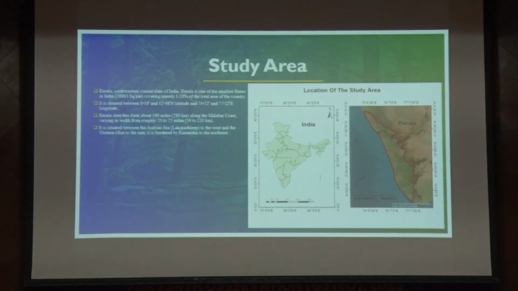So these are the literature review of flood, drought and landslide. This is the study area. Kerala is the southwestern coastal state of India and it is one of the smallest states in India. Kerala stretches about 360 miles along the Malabar coast. It is situated between the Arabian Sea to the west and the Western Ghats to the east. It is bordered by Karnataka to the northeast.